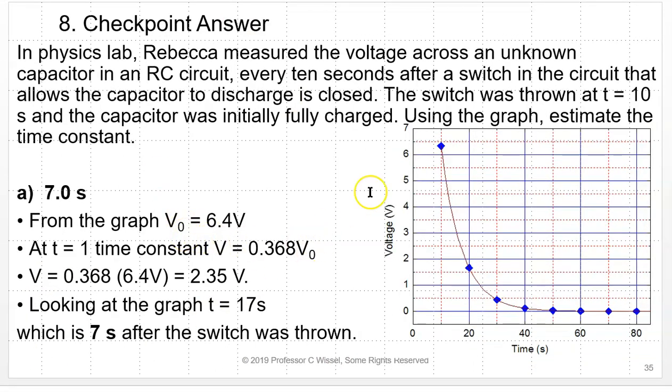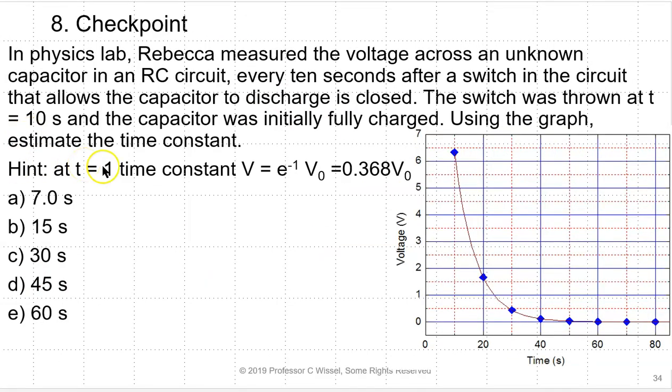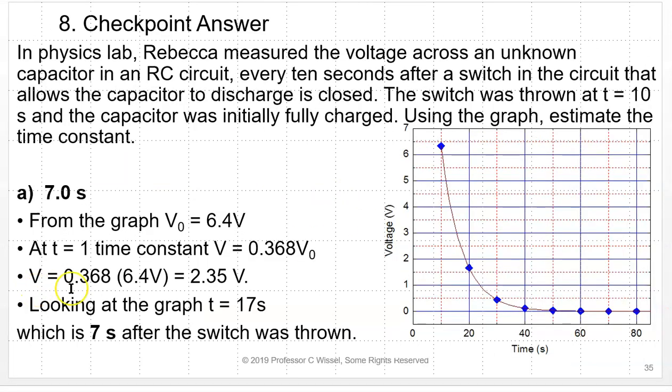Okay, so from the graph, V naught is 6.4 volts. At t equals 1 time constant, V equals e to the minus 1 V naught, or 0.368 V naught. So V equals 0.368 times 6.4 volts, which is 2.35 volts. If you look at the graph, that's right about here. And then you intersect and drop down. It ends up to be about 17 seconds, which is 7 seconds. Remember that it took 10 seconds before the first reading took place? It's 7 seconds after the switch is thrown.